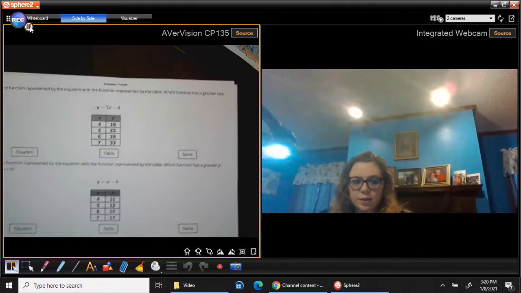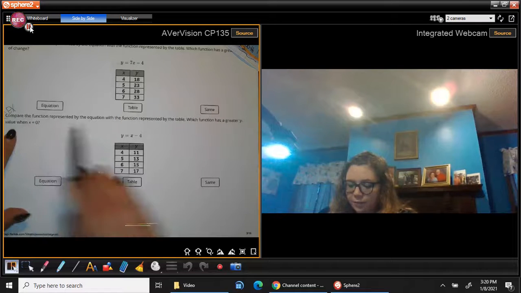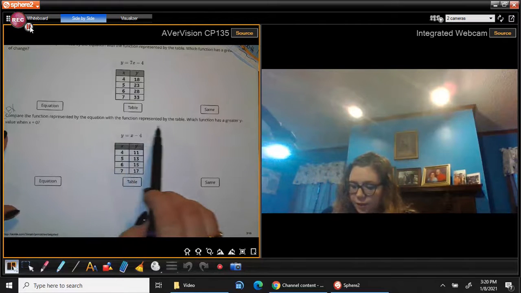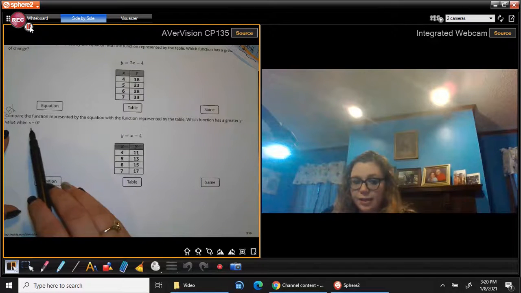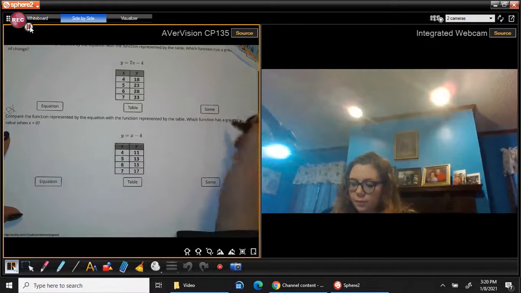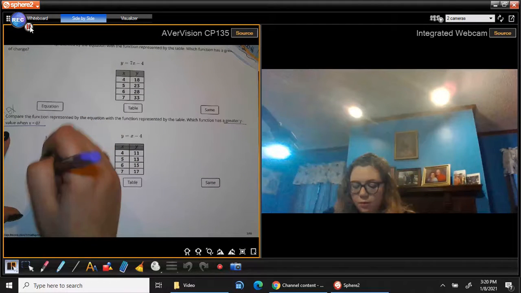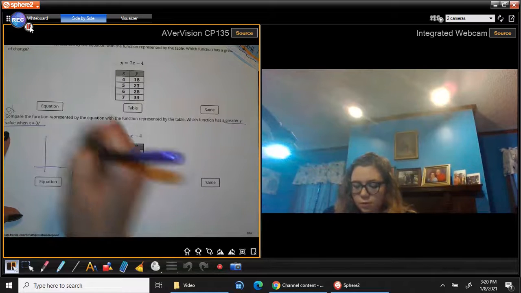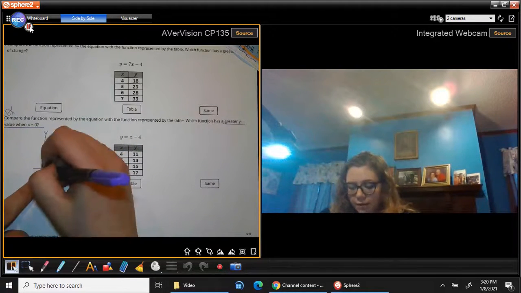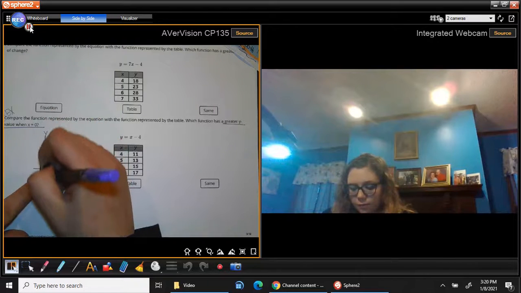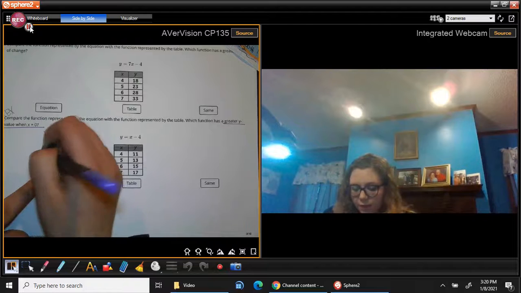So here's another example of one you might see. Compare the function represented by the equation with the function represented by the table. Which function has a greater y value when x equals 0? Okay. Anytime x equals 0, okay, we know it's going to be on this line right here because this is 0. Okay. So that point is going to be anywhere on this line.